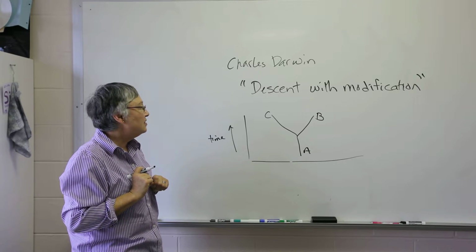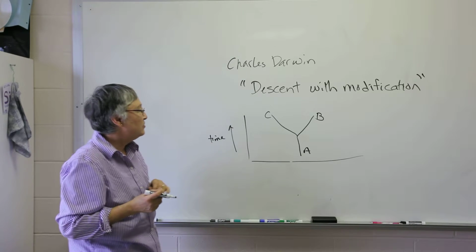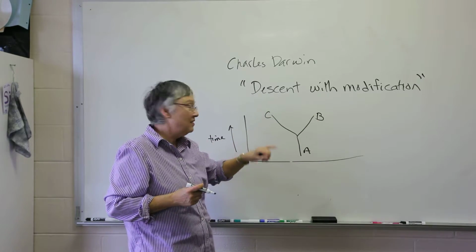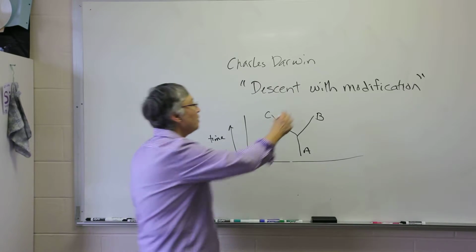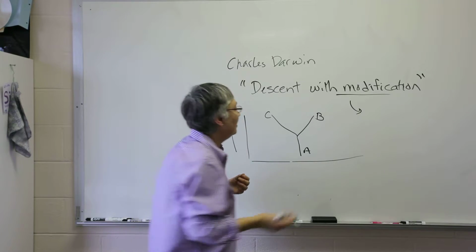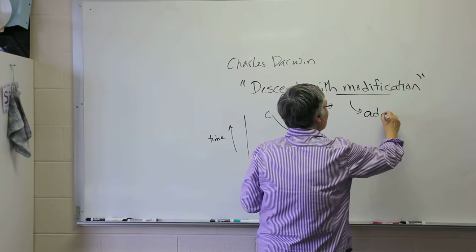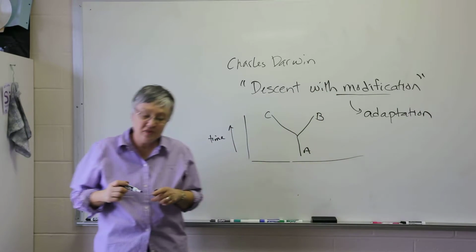And so this is what he called descent. So these are the descendants, and these are the ancestors here, and with modification. And modification, because he focused on natural selection, really is adaptation. So adaptations to the environment.